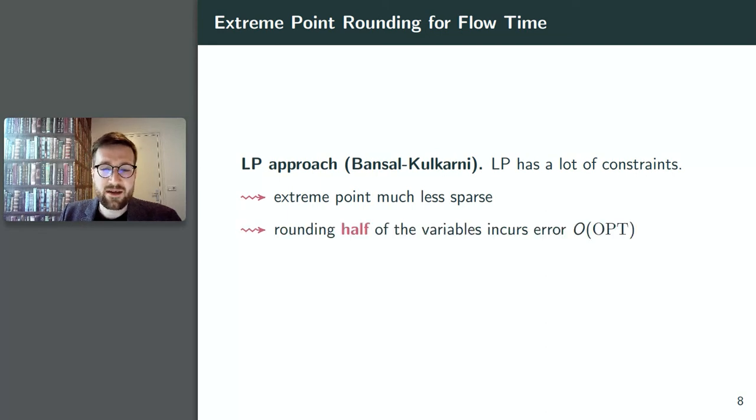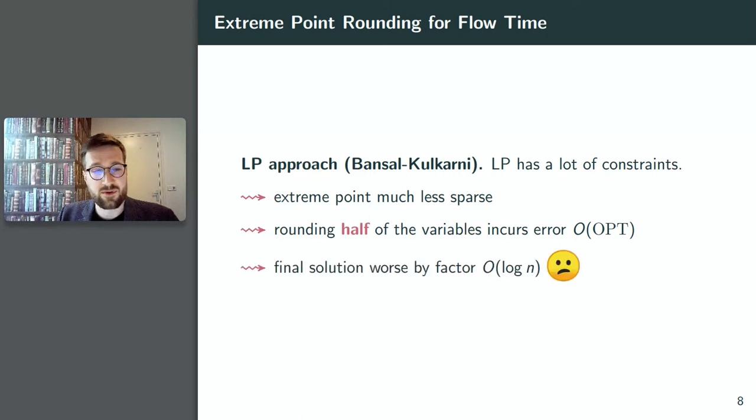And they still managed to round these extreme points, but it turns out that they could only round half of the variables at an error of order of opt. So they have to repeat this log n times to round all the variables, and that's where they lose the log n factor, and that's why their approximation rate is log n.